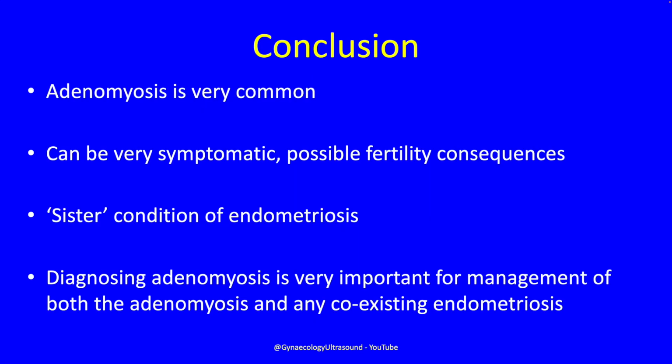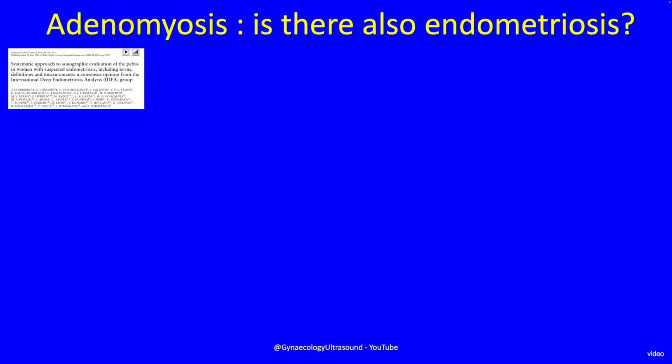So, in conclusion, adenomyosis is very common. It can be very symptomatic. There can be fertility consequences. It's a sister condition of endometriosis, and diagnosing adeno is really important for the management of both the adenomyosis and any coexisting endometriosis. So when you see adenomyosis, you have to think, is there also endometriosis?